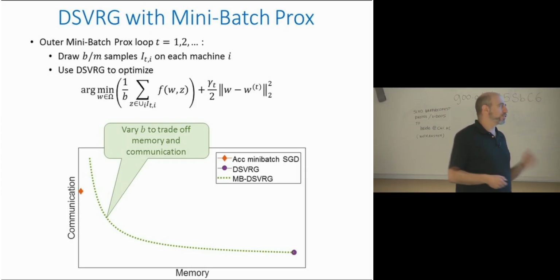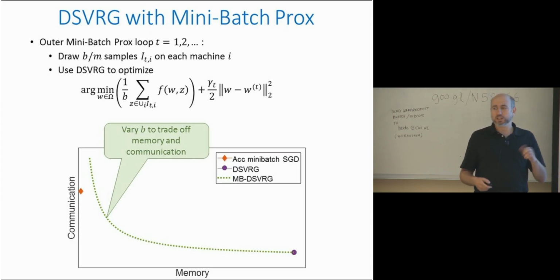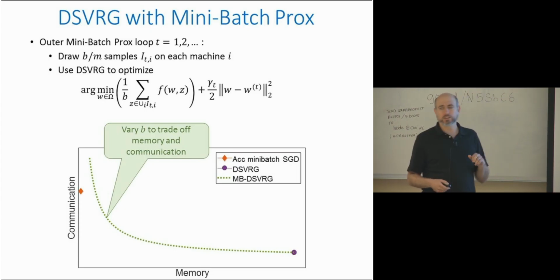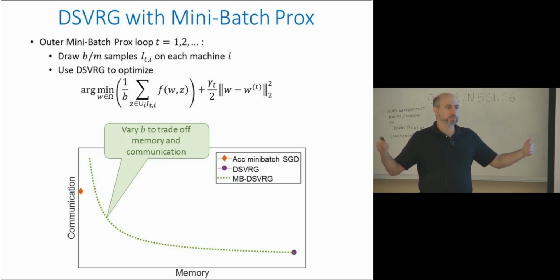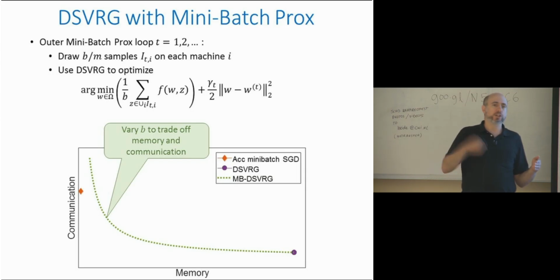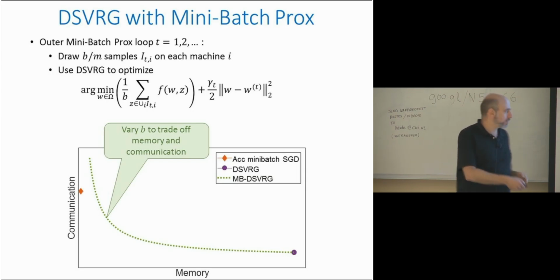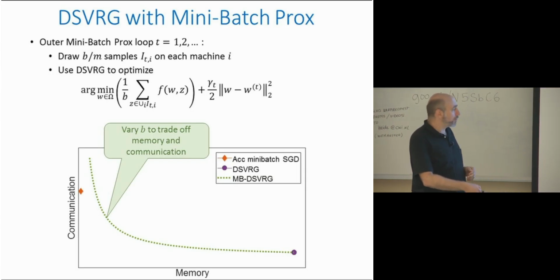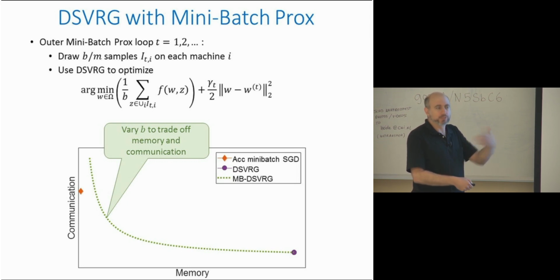What does change is that changing the batch size gives you a trade-off between memory and communication. For a larger batch, you need more memory because you have to store the entire batch in memory on each of the machines. But you only have to communicate a few times for each batch. With a smaller batch size, you'd get less memory, but you'd have to communicate more because you have to communicate several times for each batch.